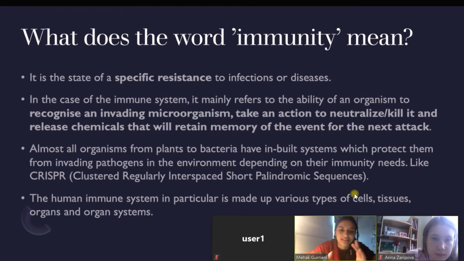Lots of bacteria have these systems in place. So when they come in contact with a pathogen, which is any kind of invading microorganism, basically anything that's not a part of your own body and will use your body's resources to grow, which is something we don't want, in this case, we call those microorganisms pathogens.